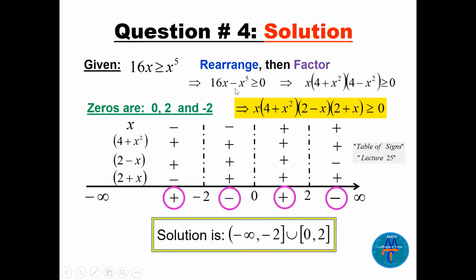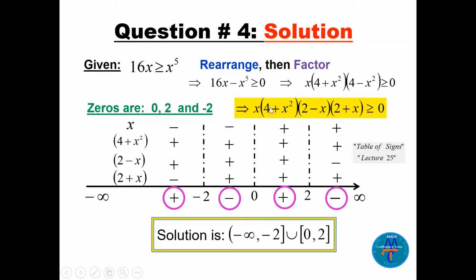This is a nice question, by the way. Remove it here and then take a common factor. So we do the factoring: x, and then 16 minus x to the power 4 will be 4 plus x squared, 4 minus x squared. We can factor again here, 2 minus x, 2 plus x. This one we leave.